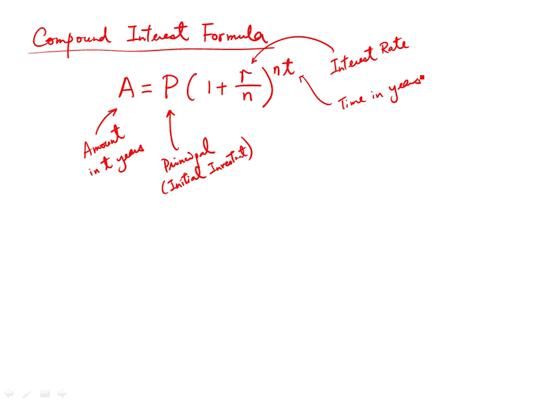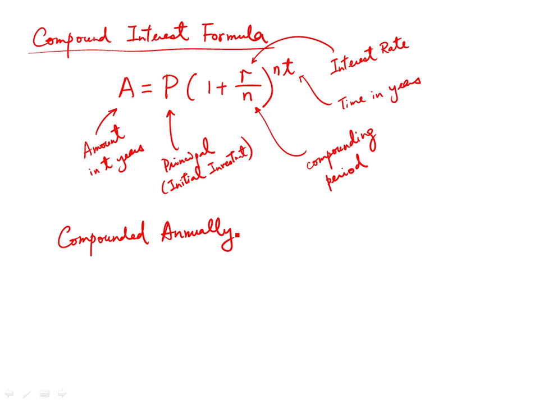How about the N? The N is the compounding period. That means how often the bank will give you the interest, depending on the terms agreement. Well, let's try to see that. If they say it's compound annually, that means they are going to give you the interest how often? Once a year, every year, but only one time.